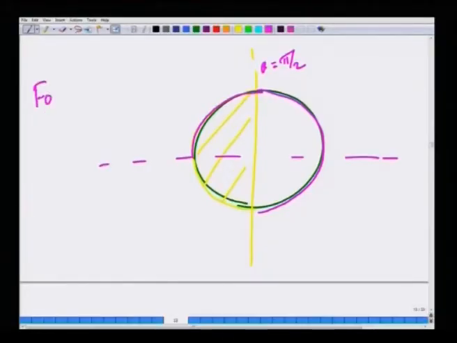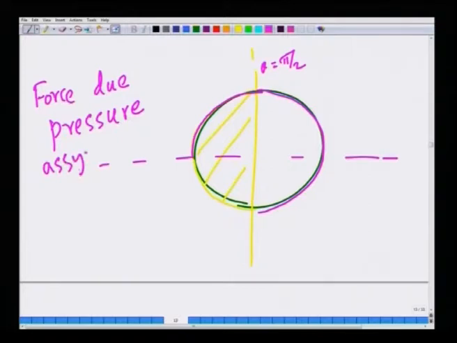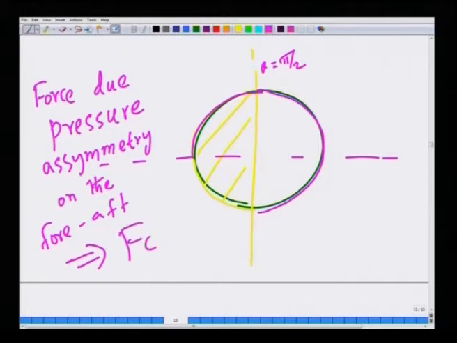So, this force due to pressure asymmetry on the fore and aft of the sphere is called form drag. This is purely due to the asymmetry in pressure.